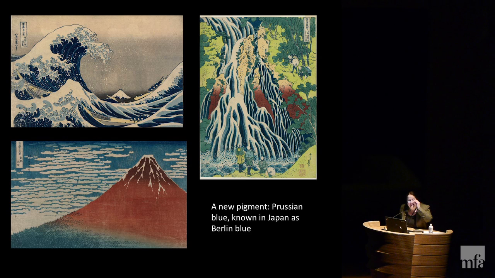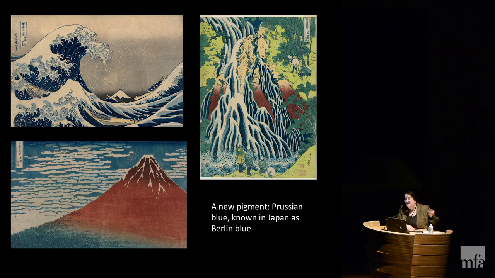Here are his wonderful landscapes of the 1830s. The way that the prints were made was already established and did not change in that 100-year period when he was working. However, there was something brand new that led to his development of these landscapes, and that was the new color. It's known as Prussian blue in English. The Japanese called it Berlin blue.